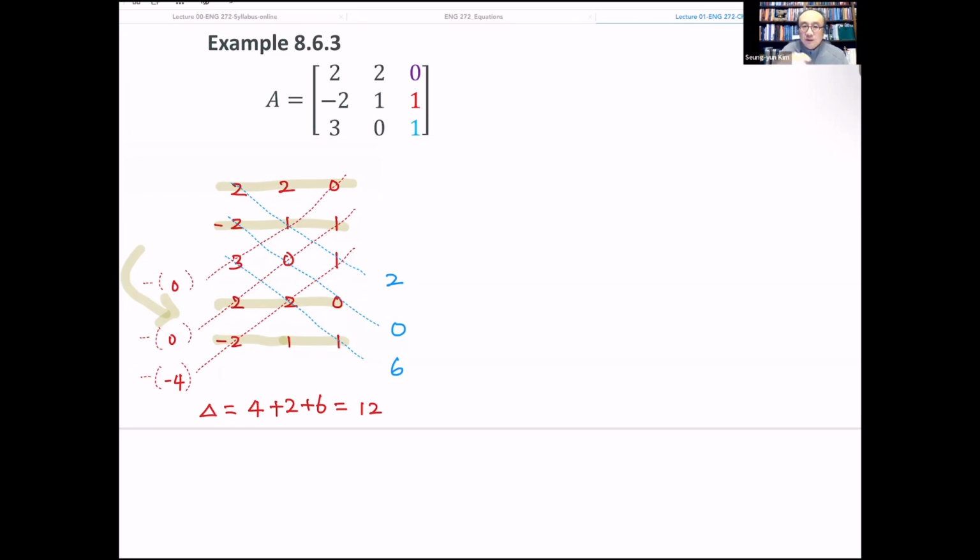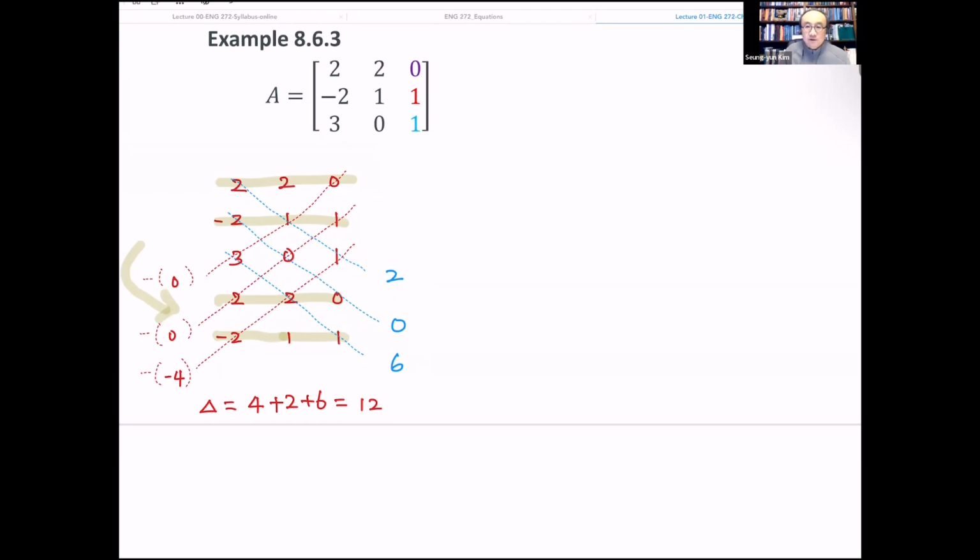You don't have to worry about the signs, right? Plus, minus, plus. Or picking one element, crossing out, and finding the determinant. You don't have to worry about any of those. So we got the delta, which is the determinant.